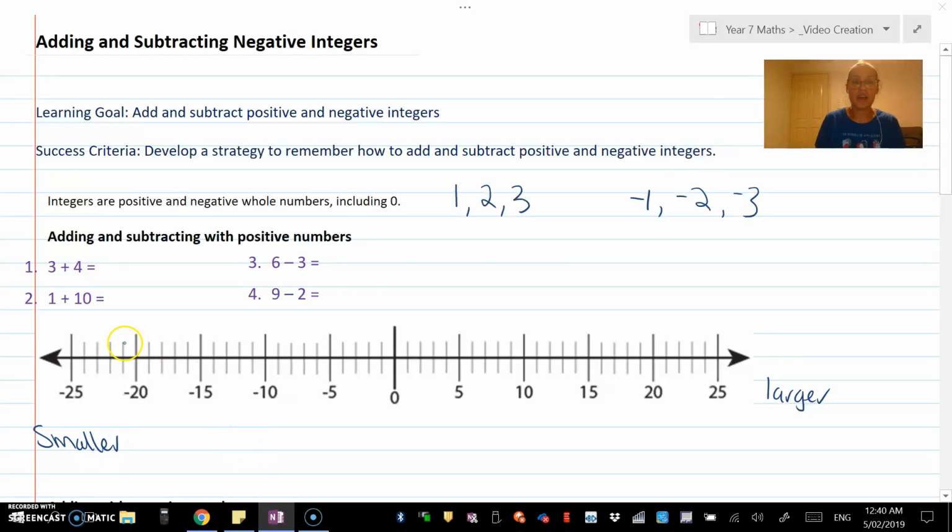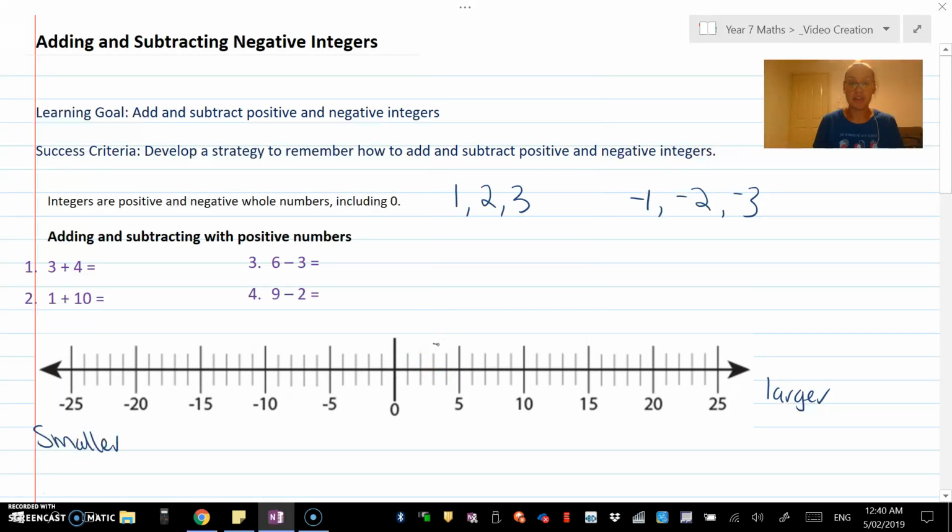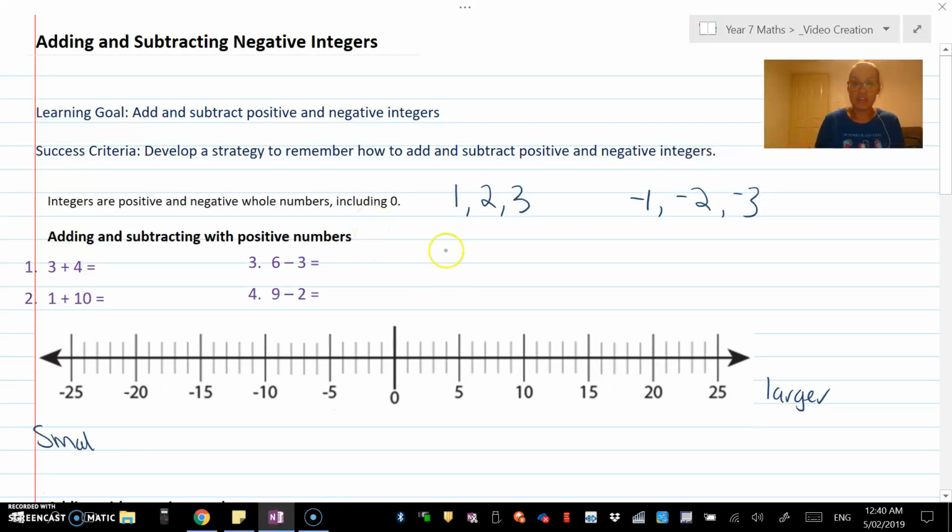So when you are adding or subtracting positive numbers, the numbers that you're probably used to and familiar with working with, it's just that process of finding the number and moving according to the operation. So this is 3 plus 4, 1, 2, 3, 4, and you land on 7, which makes sense. 3 plus 4 is 7.